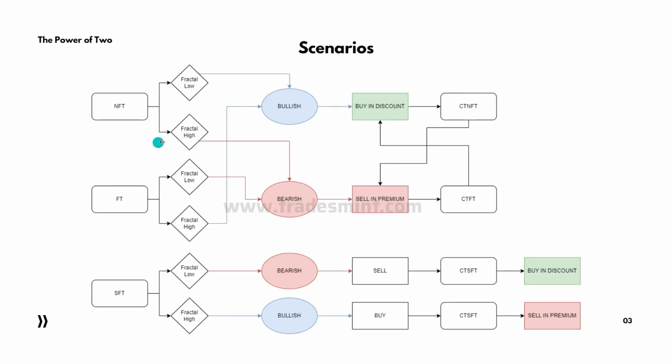And if we track back, if we're on an NFT on a fractal high, we're in a bearish market, therefore we sell in premium. But what we can capitalize on is counter trend FTs, and that means we can buy in discount.